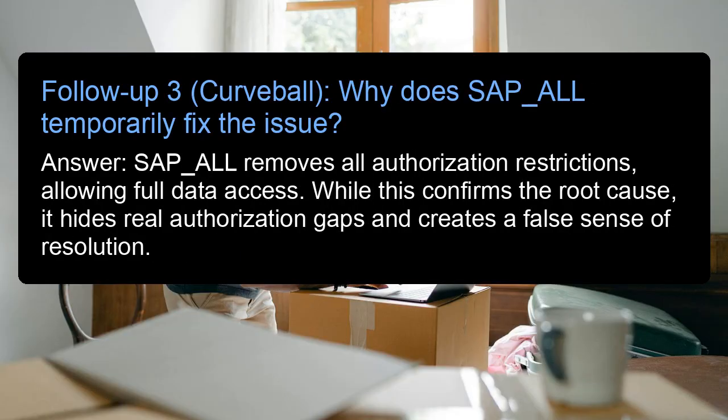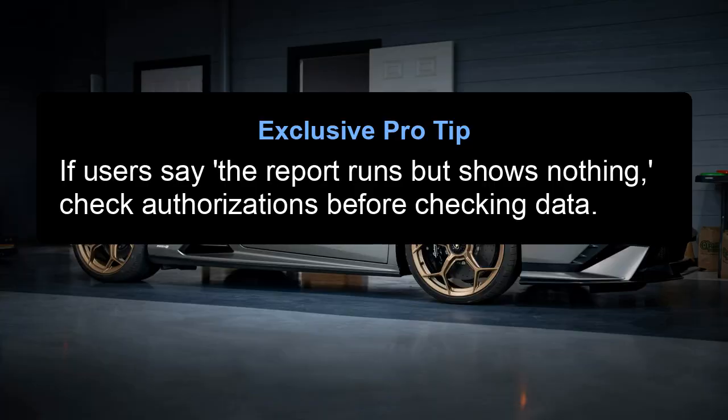These users bypass the restrictions that affect actual business roles, masking the problem until go live. Follow-up 3. Curveball. Why does SAP_all temporarily fix the issue? Answer: SAP_all removes all authorization restrictions, allowing full data access. While this confirms the root cause, it hides real authorization gaps and creates a false sense of resolution. Exclusive pro tip: if users say the report runs but shows nothing, check authorizations before checking data.